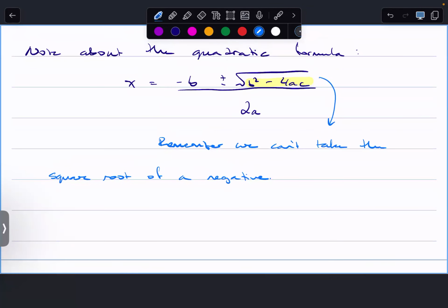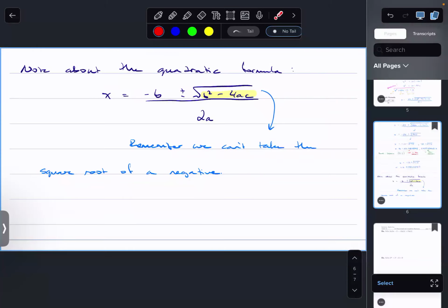There are instances where b squared minus 4ac is negative. If it's 0, well, let's talk about if b squared minus 4ac is 0, then I have negative b plus 0 divided by 2a. That's okay. I'm allowed to do that. Negative b minus 0. It just means that there's only one root, right? One value of x that makes this true.